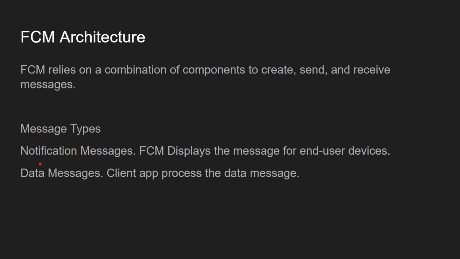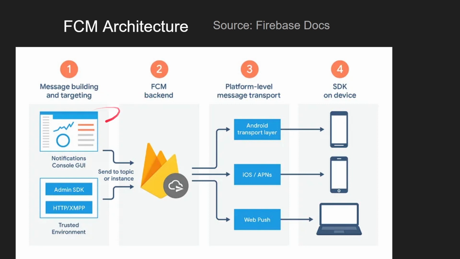Okay, so here it is very important to say that there are two message types: notification messages and data messages. And the client app processes the data message. Here is the FCM diagram of the architecture. You can send push notifications via the notifications console GUI in the Firebase console, or you can use your server. As we said, you can use Go, Python, or JavaScript, and you can build your trusted environment and send the notifications to the FCM backend. The FCM backend will distribute the messages to the Android transport layer, to the iOS APNS, or to the web push, and this platform-level message transport will ultimately deliver the message to the single devices that are going to receive the messages.